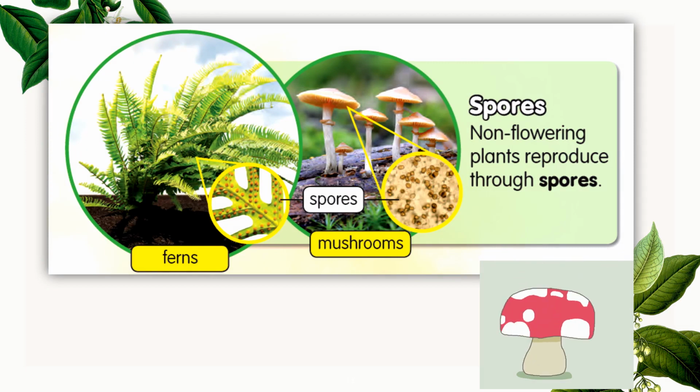Number four, spores. Non-flowering plants, tumbuhan yang tidak berbunga, reproduce through spores. You can see here spores, yang kecil-kecil ni, like a dust. So examples here, ferns and also mushrooms reproduce through spores.